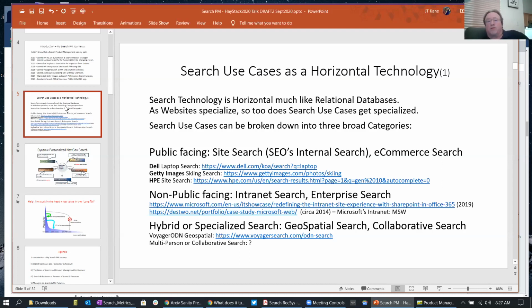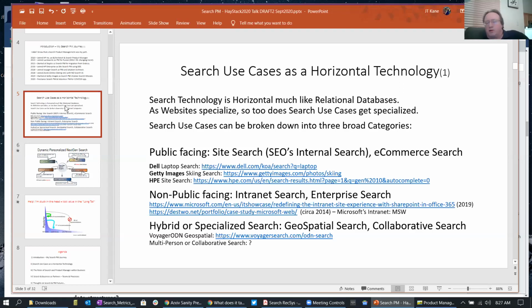So there are public-facing site search and e-commerce search use cases. There are non-public facing, which is intranet or enterprise search. And then I added a hybrid or specialized category, which can be thought of as geospatial search, as well as collaborative search. Collaborative search is an interesting component in that we always think about search as a solitary thing.